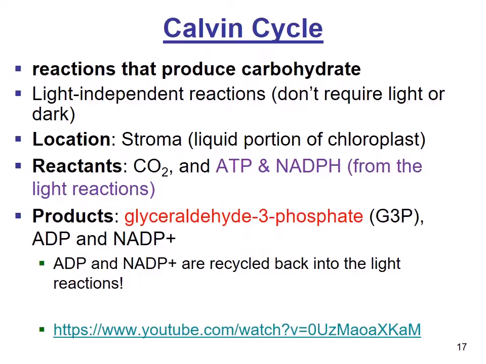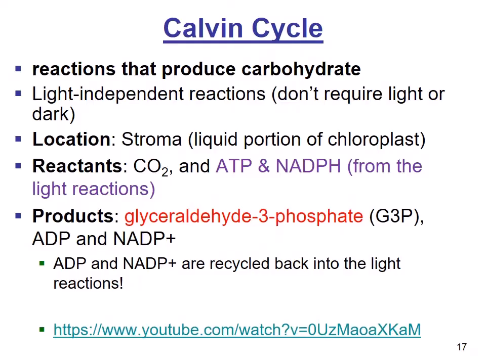So that brings us to the Calvin cycle. This is where we actually produce the carbohydrate in photosynthesis. I say we, obviously we don't do that because we're not plants or photosynthetic organisms, but I guess we're like in the Magic School Bus or something. So anyhow, the Calvin cycle is where the photosynthetic organism produces the carbohydrate. So these used to be called the dark reactions, but that was kind of a bad name because they don't really require dark to occur.